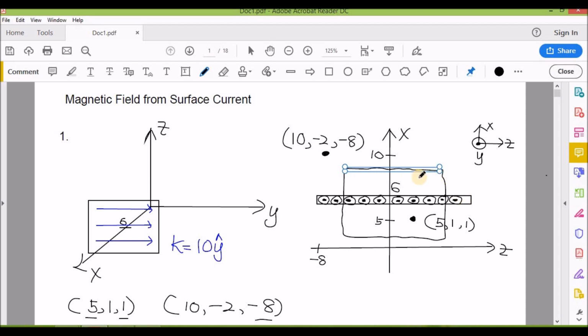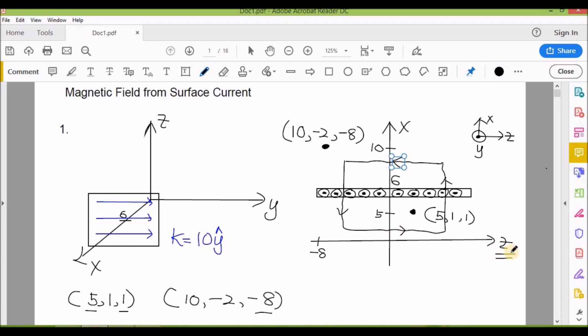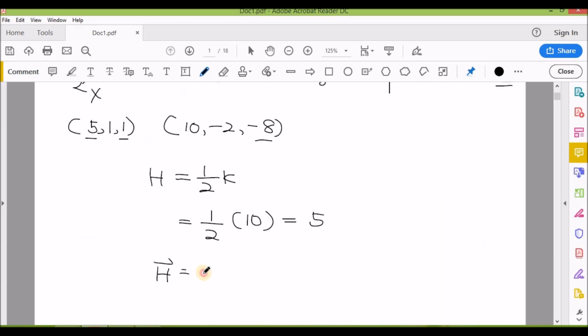If you use your right hand, you will find that the magnetic field is in the anti-clockwise direction, because the current is coming out from the surface, the Y. So at this part, below the plane, you will find that the magnetic field is actually in the positive Z direction, right? Because this one is pointing in the positive Z. So you can write it as 5Z, and amperes per meter will be the unit of the magnetic field.